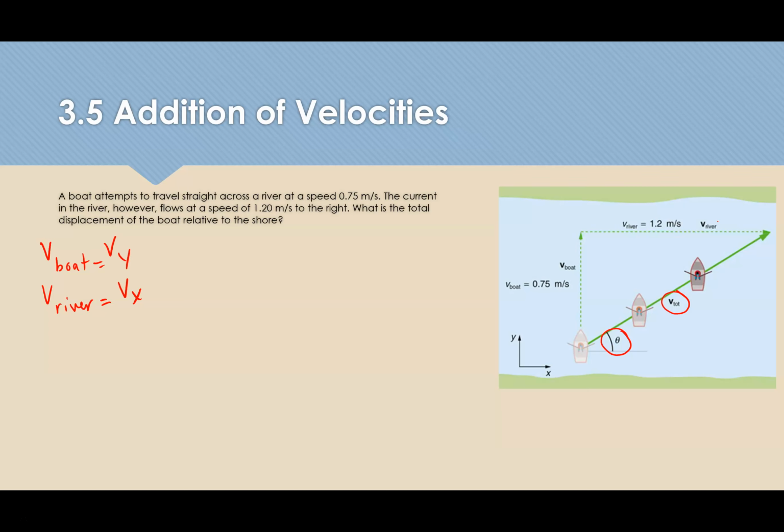In order to get the v total, since this is just adding components of vectors, first thing we can do is the Pythagorean theorem. And then the other thing we can do is the inverse tangent to find the angle.